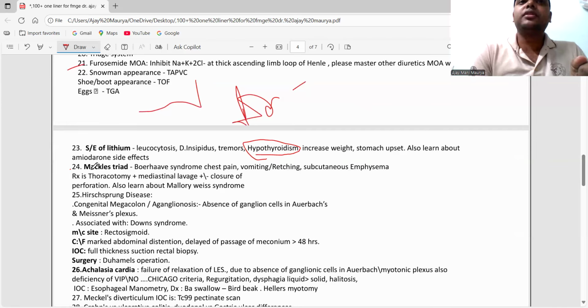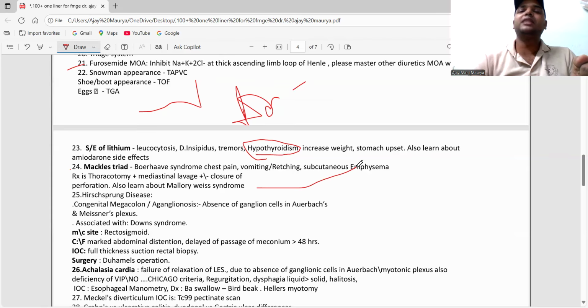And also learn about Mallory-Weiss syndrome. Mallory-Weiss syndrome is not associated with subcutaneous emphysema or Mackler's triad. It is just due to chronic alcohol or binge drinking, which causes a tear. In Boerhaave syndrome there is subcutaneous emphysema and chest pain, but in Mallory-Weiss syndrome there is nothing, only bleeding with vomiting.